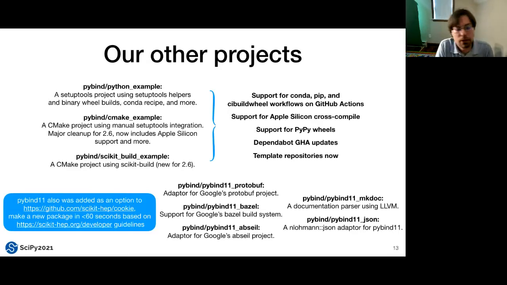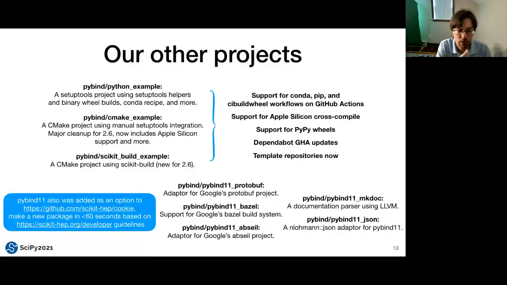So there's some other projects as well. pybind11 is actually a group of different projects. There are 2 and now 3 examples that are some of the most popular examples. If you do a code search, you'll see a tremendous number of people copy our CMake example. And those have been heavily refactored, rebuilt, and now support Conda. They now support cibuildwheel workflows. Apple Silicon's been added, and a bunch of other things. And there are now template repositories making it easier for you to generate one.